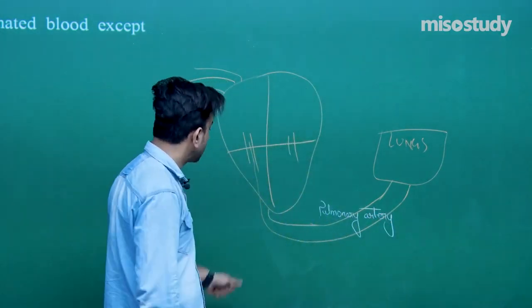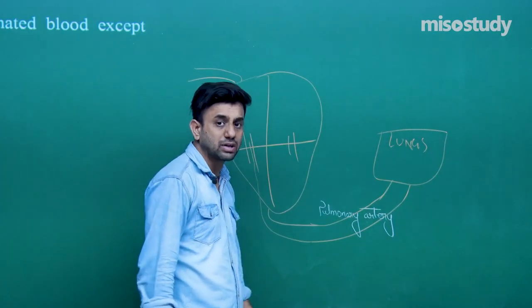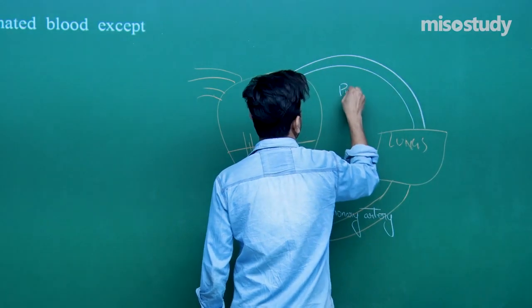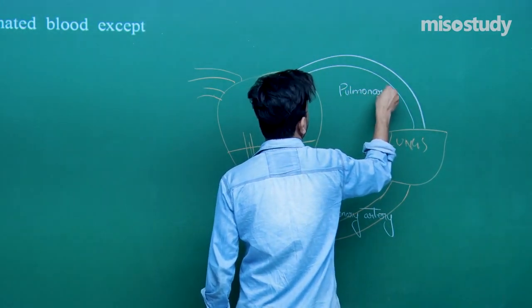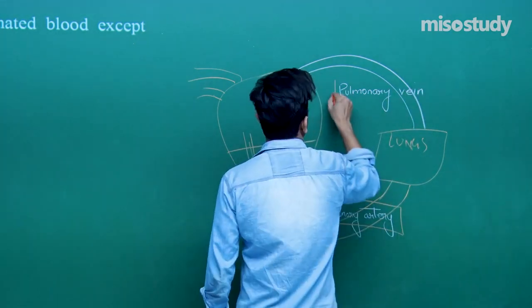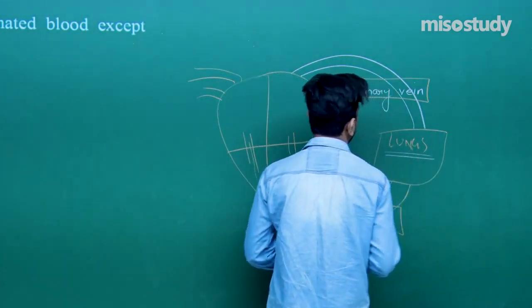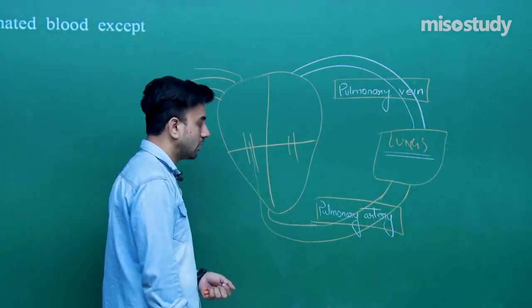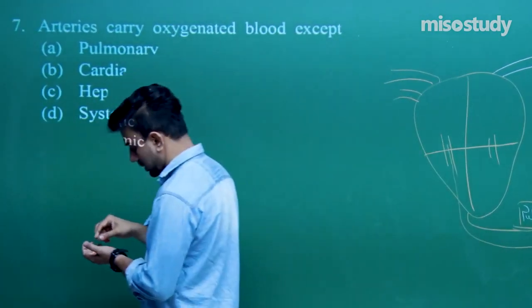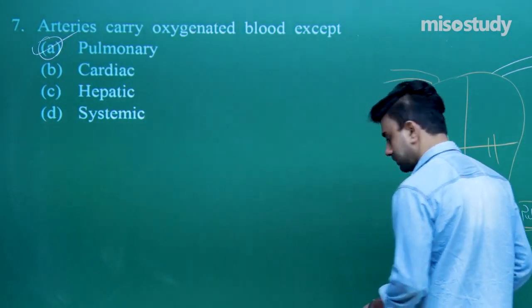So the pulmonary artery is taking blood away from the heart, like the other arteries, but we see here that this is carrying deoxygenated blood to the lungs, and from the lungs, oxygenated blood comes back via the pulmonary vein. So arteries carry oxygenated blood except for the pulmonary artery. This is the right option.